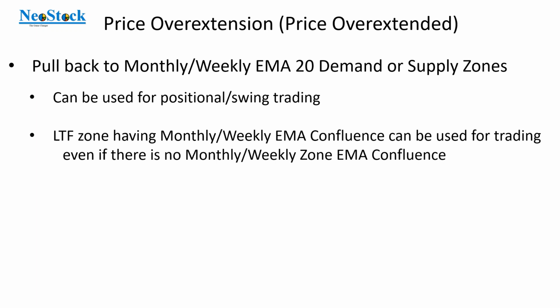Let me repeat again. You have a monthly chart. In that monthly chart, the EMA is there. Earlier there was a price overextension. Now the overextension is completed. Prices have pulled back to the monthly EMA on the monthly chart. But during that pullback, you did not find any monthly zone confluence.